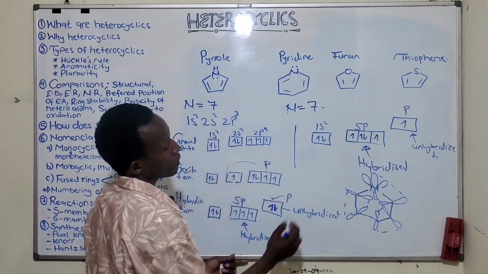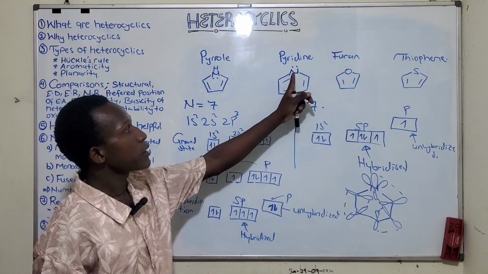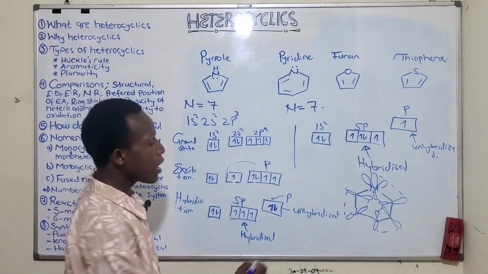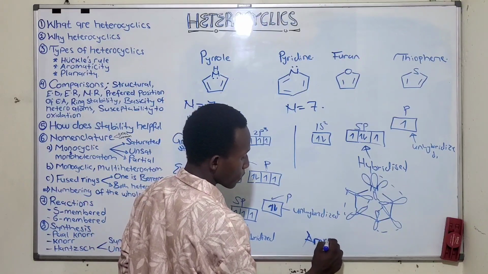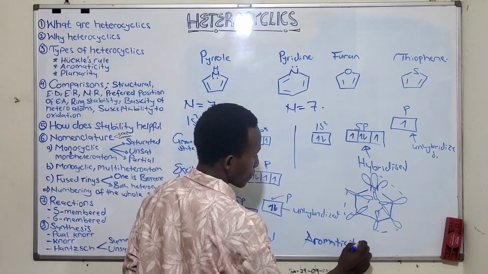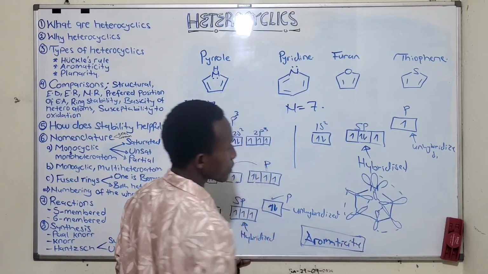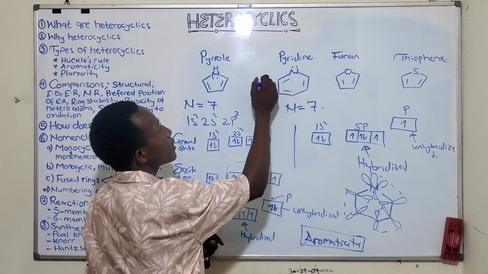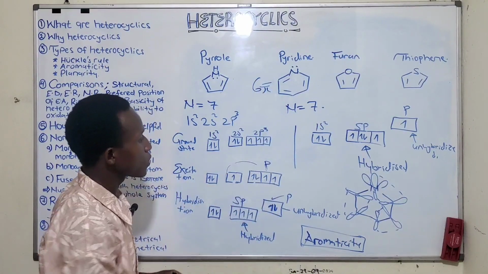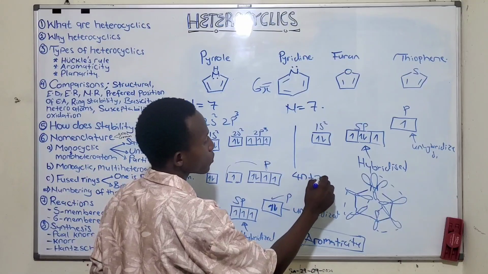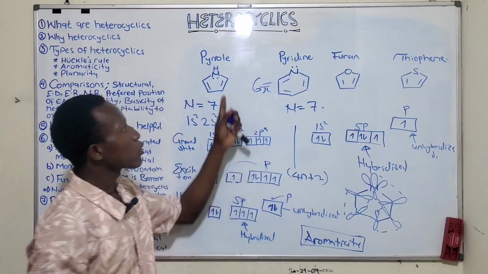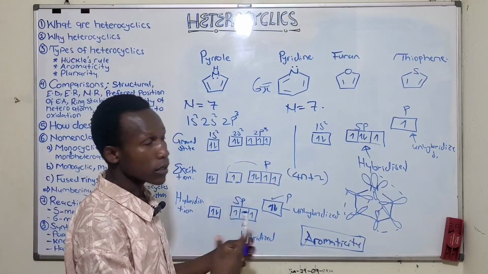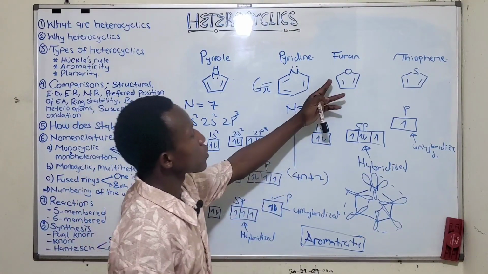So for pyridine, nitrogen contributes 1, but for Pyrrole it contributes 2, such that it maintains aromaticity. The aim is to maintain aromaticity. This one, to be aromatic, should contribute 1 electron so that it will make 6 pi electrons using the formula 4n plus 2. So that's how they differ. Now let's go to furan.